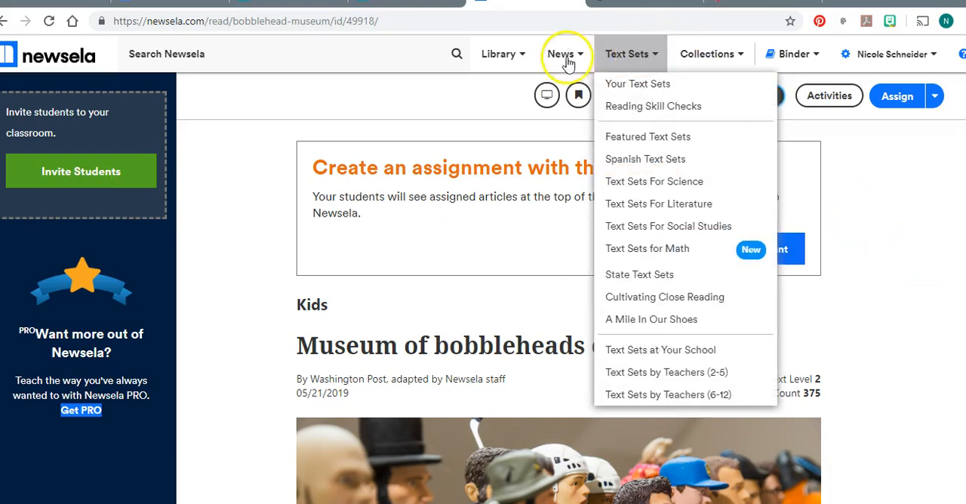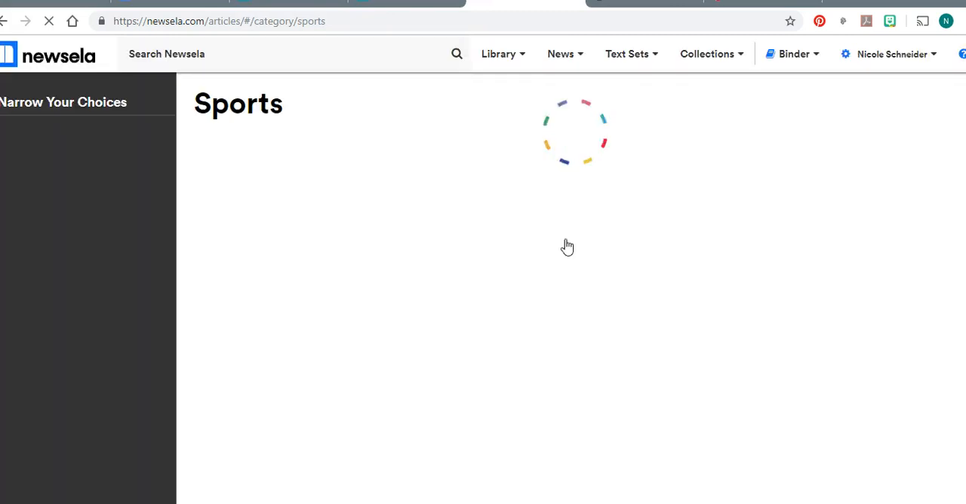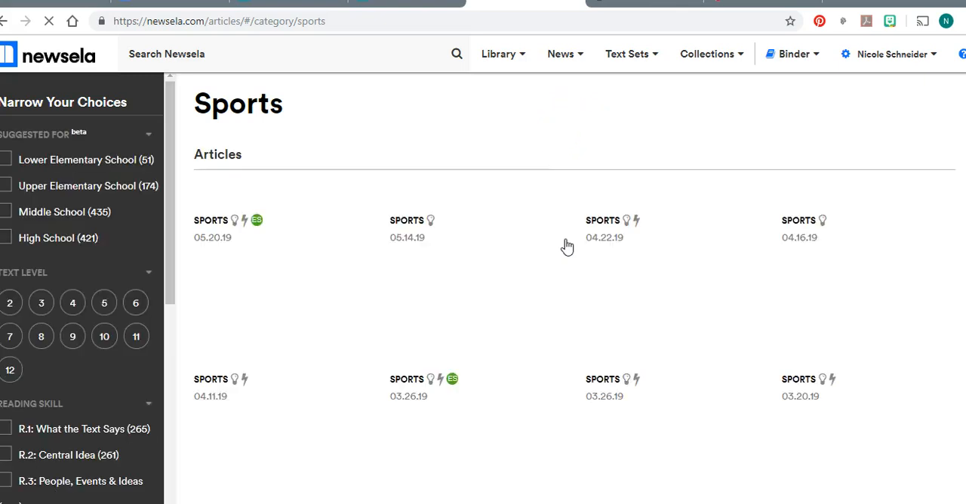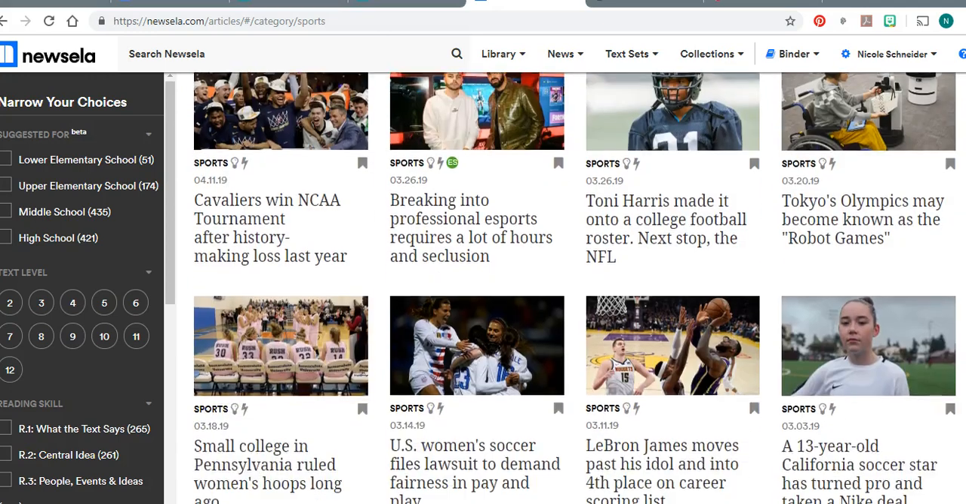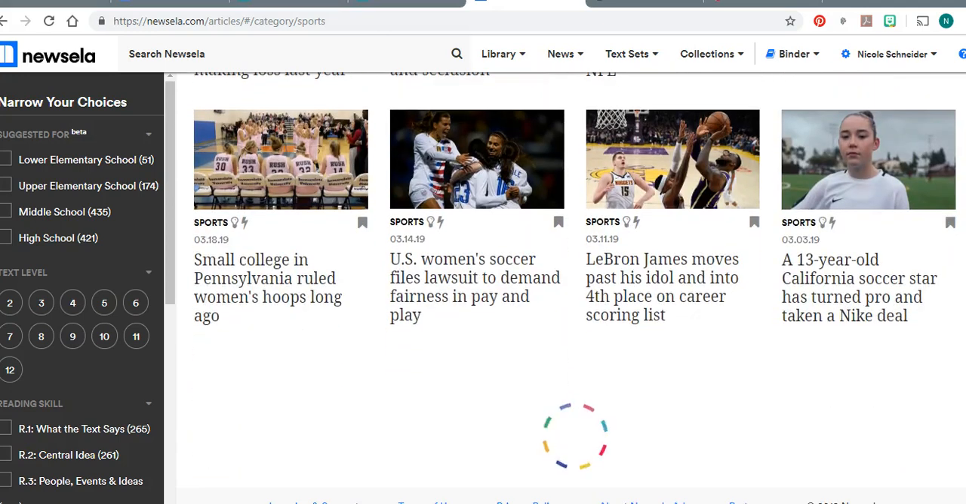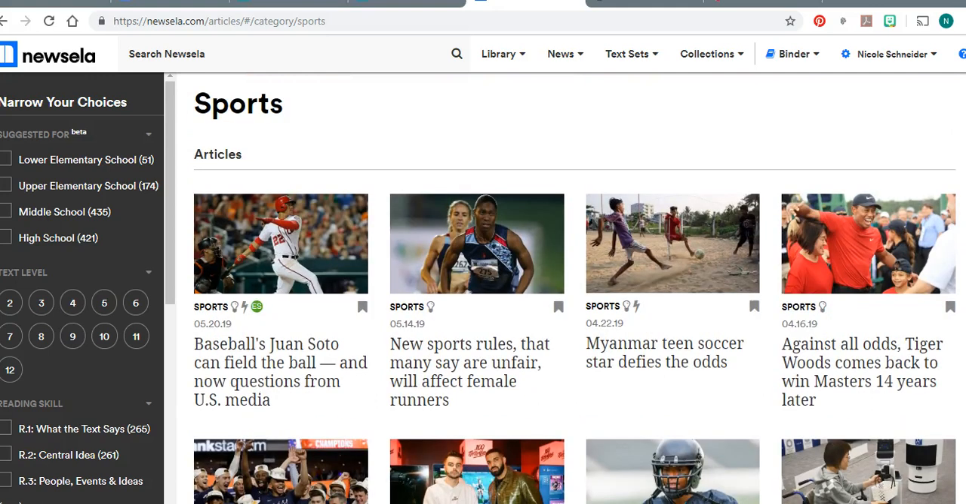But if you go up here, news, you can find if your student is really into sports. You can find some current event articles on sports. And you can narrow it down, lower elementary, upper elementary. And just kind of find some really cool, high interest, low level reading passages that will engage your student. You can work on fluency, comprehension, and writing with these articles.